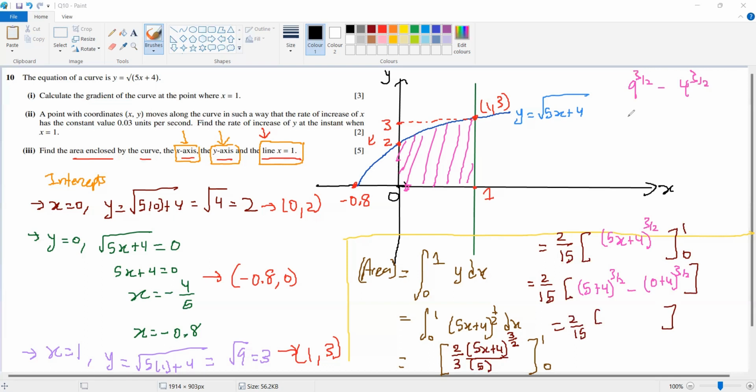You can either use a calculator or do it by hand like this. So root of 9 is 3, so 3 to the power of 3. The root of 4 is 2, to the power of 3. So 27 minus 8, which is 19. This is how I'm getting the 19 here in the subtraction. So 19 times 2 over 15 is 38 over 15. So that's the answer. We don't need to simplify, right? They don't really bother. Okay, so we can just accept it like that.